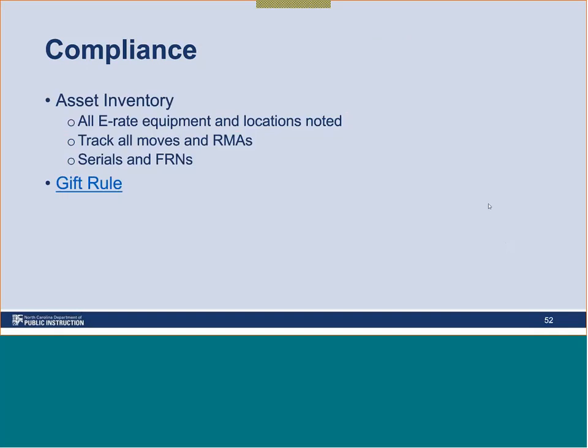All right, asset inventory. You need to have one. If you don't, all E-rate equipment and locations need to be noted. You need to be tracking it by the serial numbers and the FRNs, which are the funding request numbers, and you need to track all moves and RMAs. And we've had a lot of questions about this.